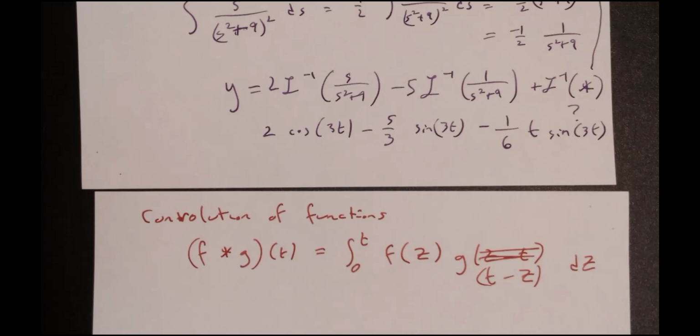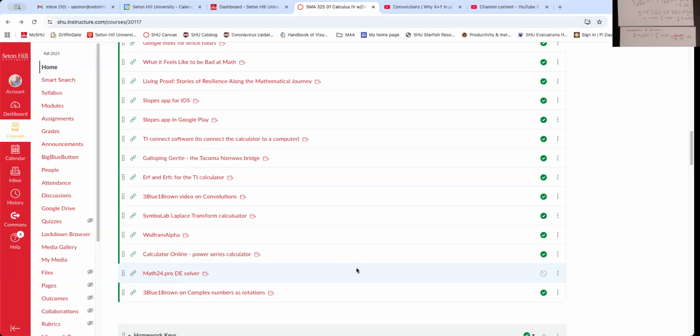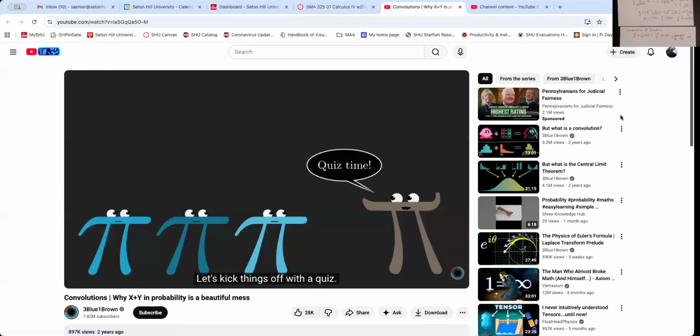I am the first person to tell you that this is a weird idea. So I went and got an expert. On our Canvas page, I have a link to a video by Grant Sanderson, 3Blue1Brown, on convolutions. He's doing it from a physics perspective and a probability expectation. He's talking about expected values.